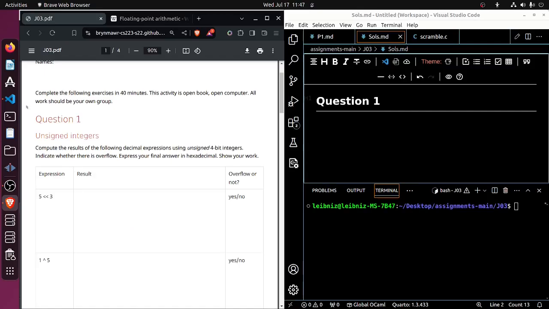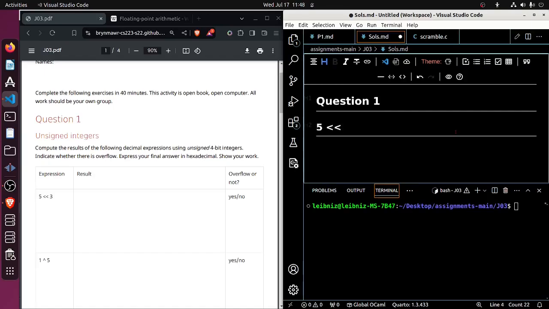So here in the jam, we are going to look at unsigned 4-bit integers written in decimal and indicate whether there is an overflow and what the result is. So express your final answer in hex and show your work. Okay, so for this question 1, and I guess, what do we want to call this? Can I just say 5 shift 3, and we're going to compute that.